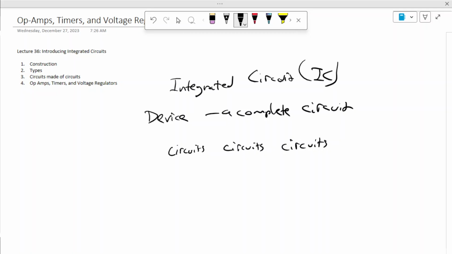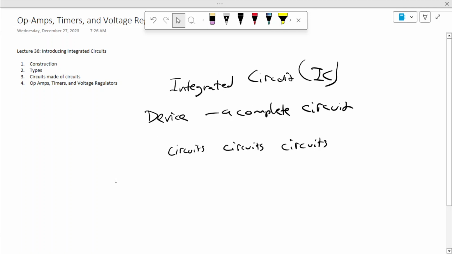So we're going to look at how these circuits are constructed, what they do in the context of even bigger circuits, and what we can do with them to make different results happen, because there's a lot of power behind these three classifications of semiconductor devices.